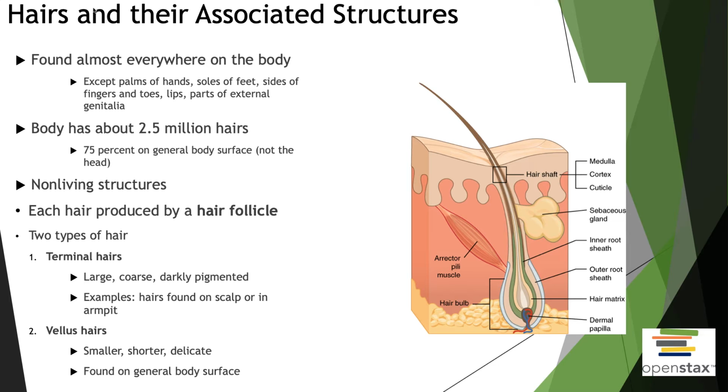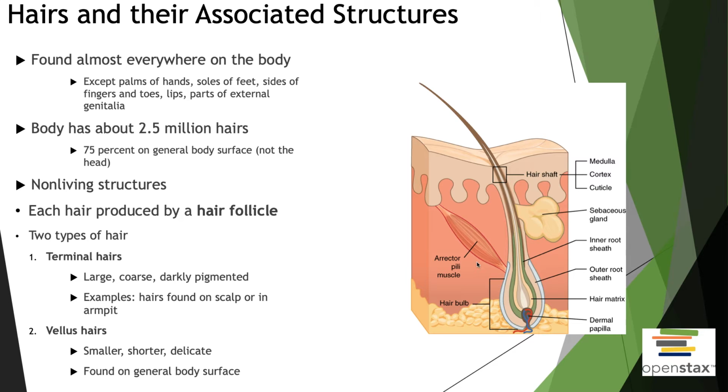Associated with each hair follicle is a bundle of smooth muscle cells called the arrector pili muscle. You can see that here. These muscles will contract and cause hairs to stand up or become erect. It's also the muscle responsible for goosebumps. The human body has about 2.5 million hairs, and about 75% of them are on the general body surface and not on the head. Hairs are non-living structures composed of keratinocytes.